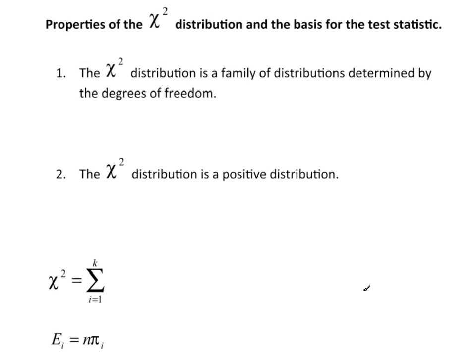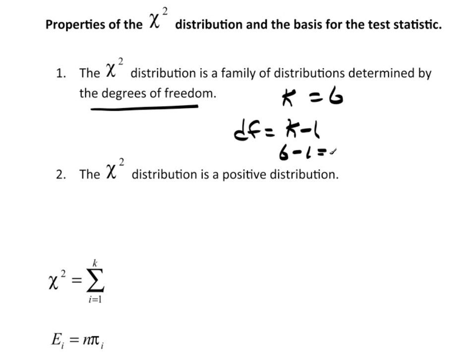Now, as I said earlier, we will be using the chi-square distribution. That's how we're going to generate or use our test statistic to generate probabilities for a p-value. So let's talk a little bit about some of the properties of a chi-square distribution. The chi-square distribution is actually a family of distributions that's determined by the degrees of freedom. So for the goodness of fit, if I have k categories, then the degrees of freedom would be k minus 1. So if I had 6 categories, then the degrees of freedom would be 6 minus 1 equals 5.